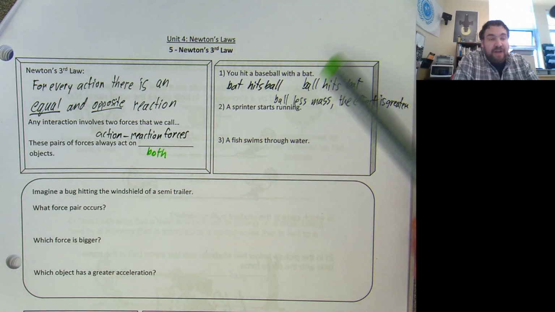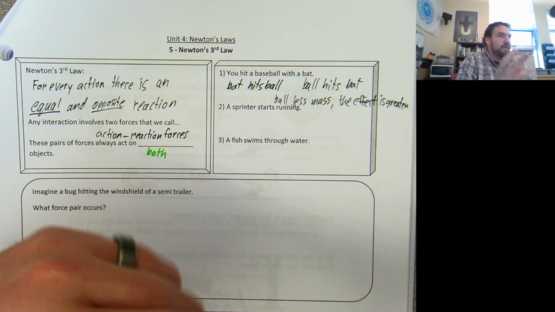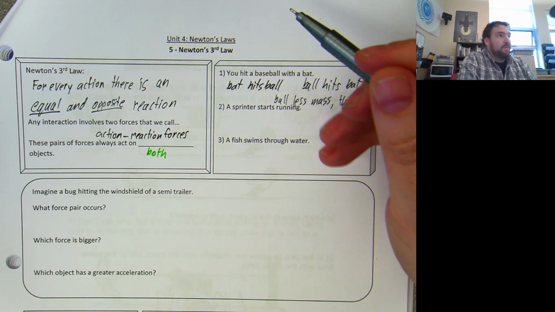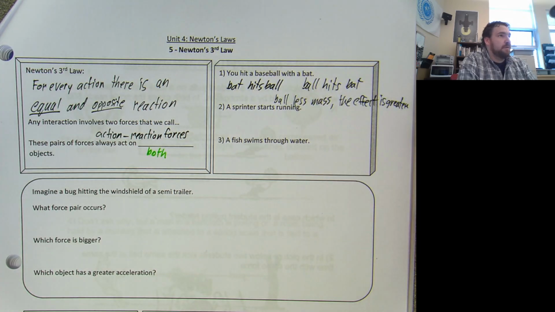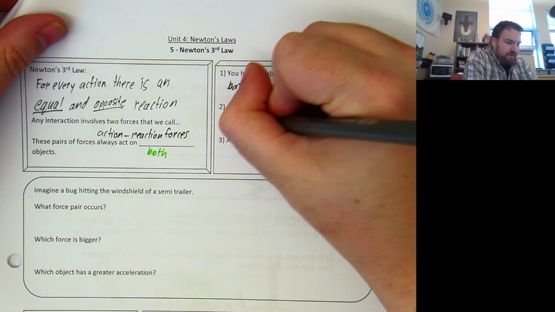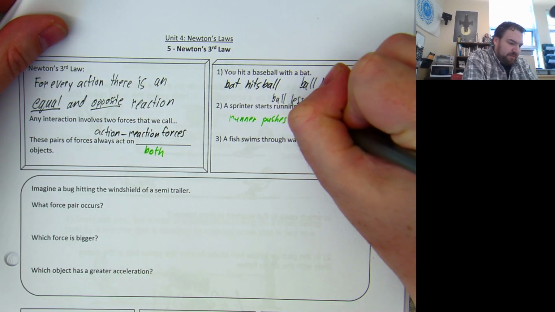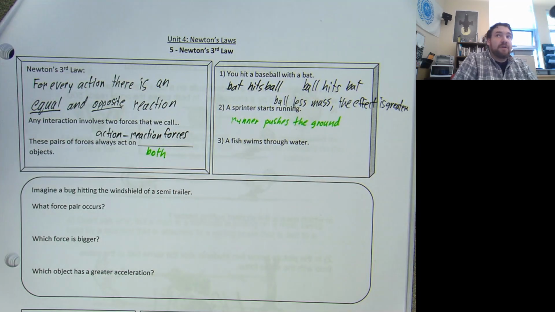A sprinter starts to run. How do you move? How do you run forward? If you're on a track, you don't often see this, but if you're on dusty ground, it's easier to see. From a standstill, you start to run. How? You push off the ground. So the runner pushes the ground, but that doesn't actually make the runner move forward, because the runner is just pushing backwards.